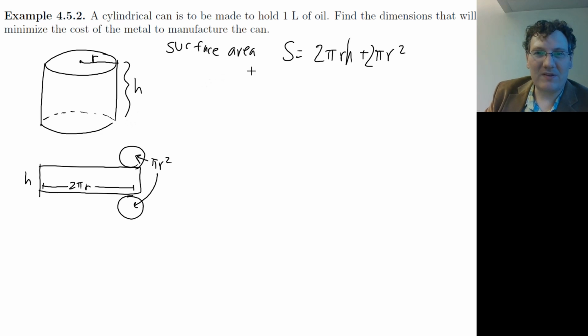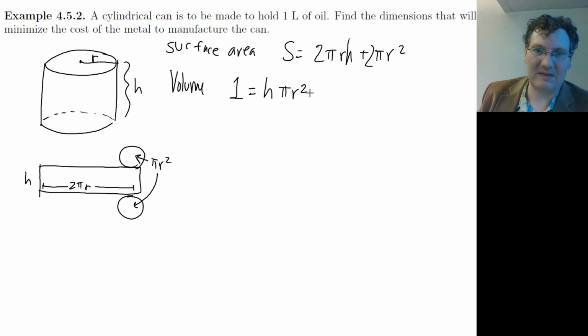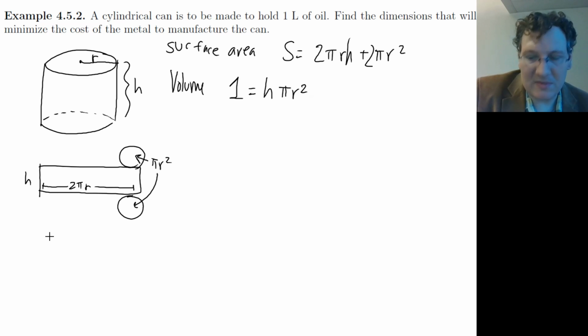Now, we're told that this holds 1 liter of oil. And so the volume, that's 1 liter, is equal to the height times pi r squared. That's the area of the base, pi r squared, times the height. That's the volume of this. Okay, so the volume in liters.